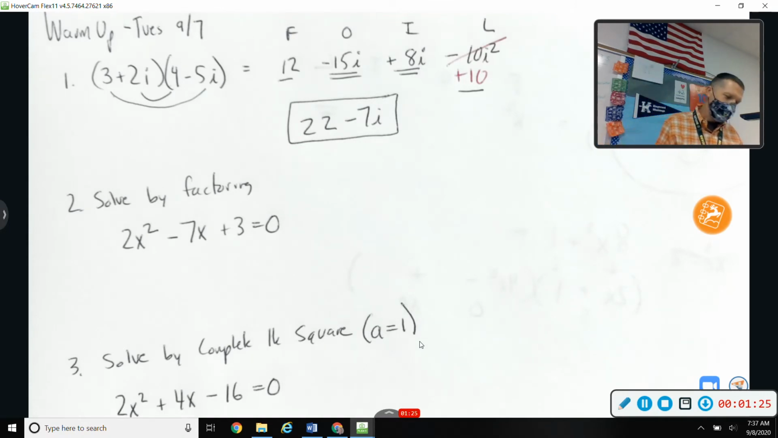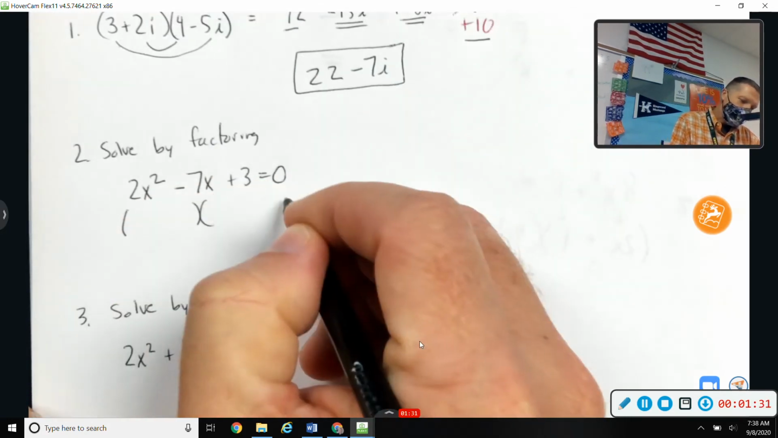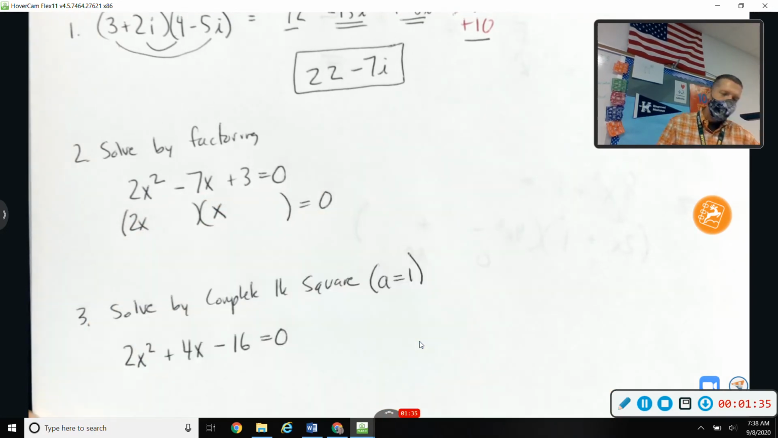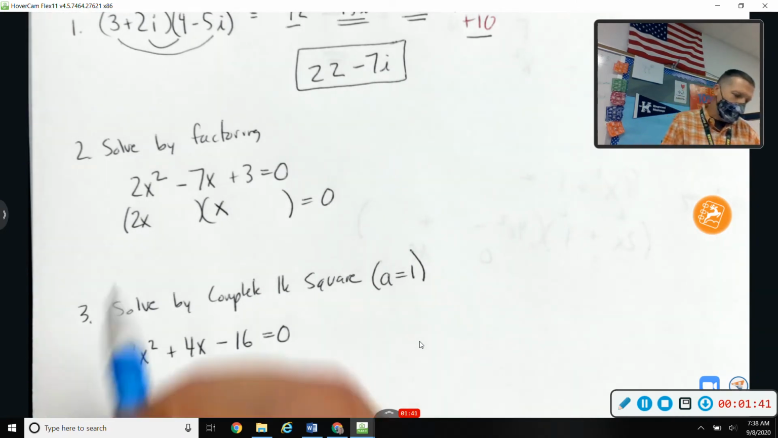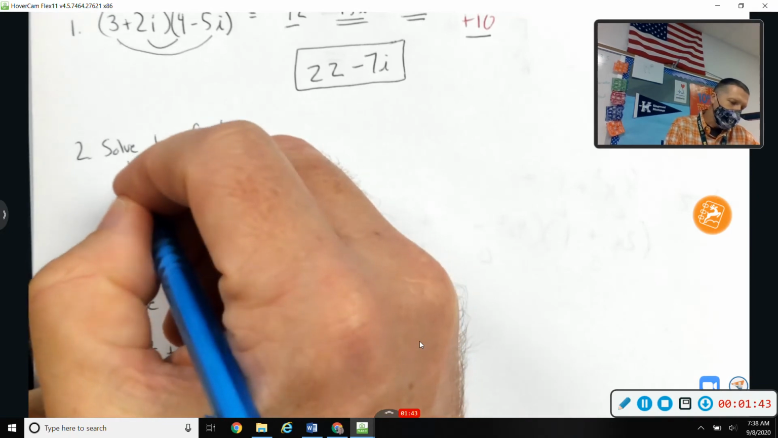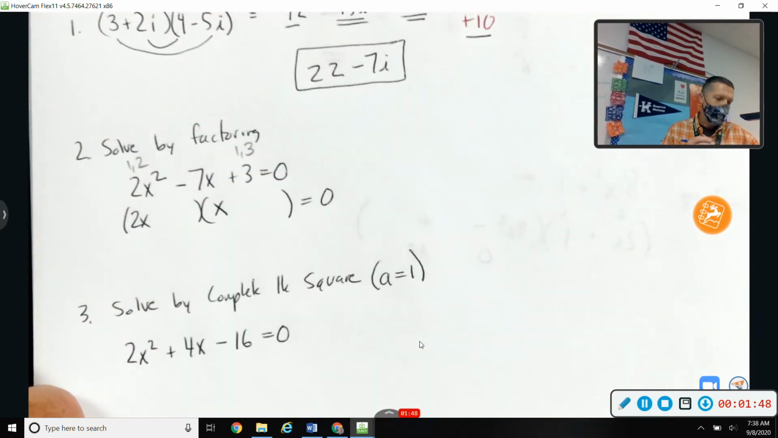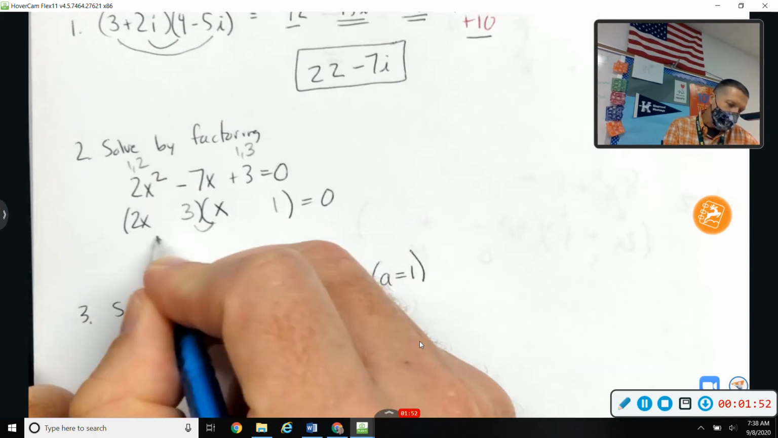Okay. Number 2, solve by factoring. So hopefully you've got a good method for factoring that works for you. I'm going to start using guess and check, which means I should grab a pencil in case I guess wrong. But it's got to be 2 and x, and it's got to be 1 and 3, so it's just a matter of where the 1 and the 3 go.